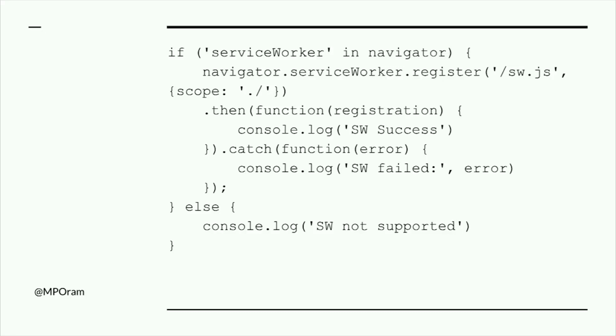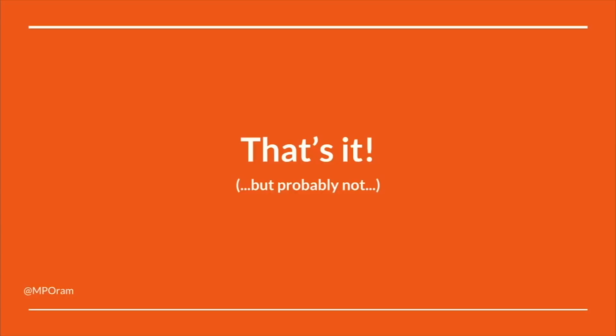So by giving it the scope of /, it means I can control everything. And then we register that and we catch any errors just in case there's a problem. Okay. Now inside the service worker file, sorry, wrong slide. So yeah, that's literally it. That's actually registered a service worker.